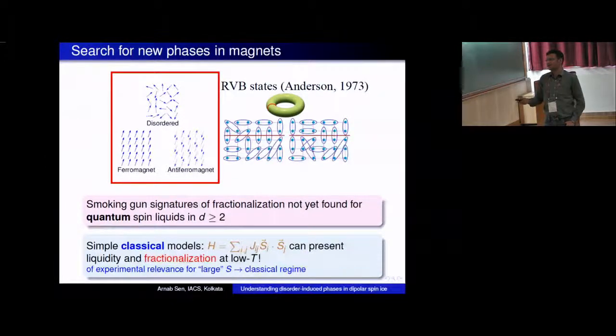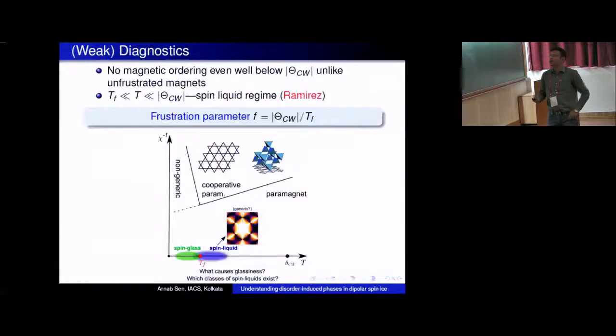And actually, we'll see that even these classical models can present very interesting instances of liquidity and fractionalization at low temperatures. And of course, experimentally, these are also of relevance, because imagine that your spin quantum number is maybe 3/2 or something higher. Then unless you are at some very low temperature, this classical modeling of the spin system actually even works quantitatively.